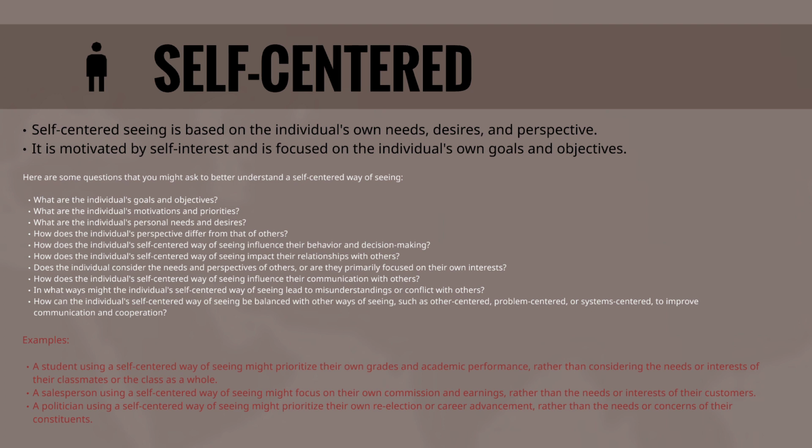Here are a few examples of self-centered seeing. A student may view this way to prioritize their own grades and academic performance rather than considering the needs and interests of their classmates or the class as a whole. A salesperson may use this view to focus on their own commission and earnings rather than the needs or interests of their customers. Politicians use this to prioritize their own re-election or career advancement rather than the needs and concerns of their constituents. By understanding the self-centered way of seeing, we can better understand individuals and work towards more effective communication and collaboration.